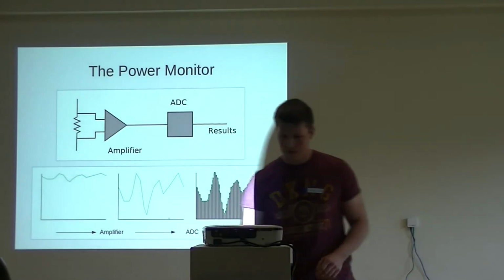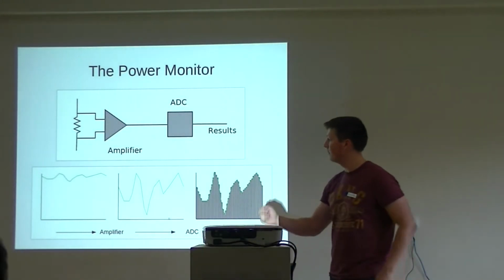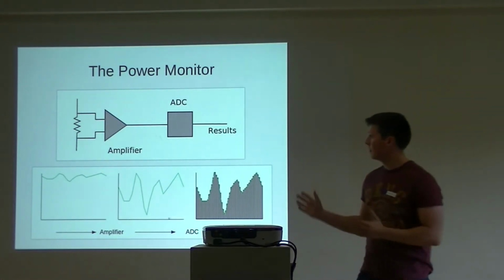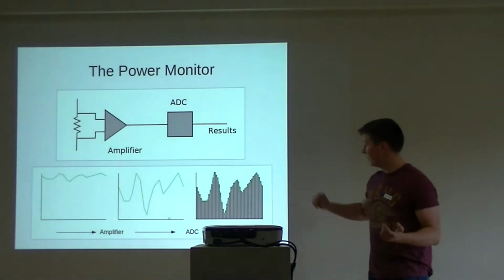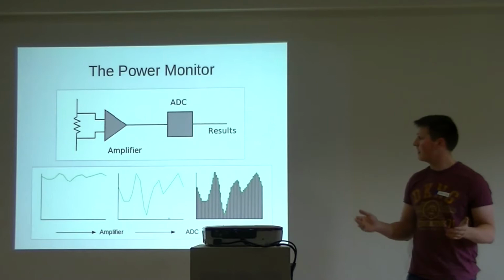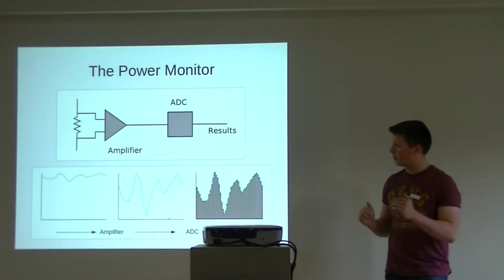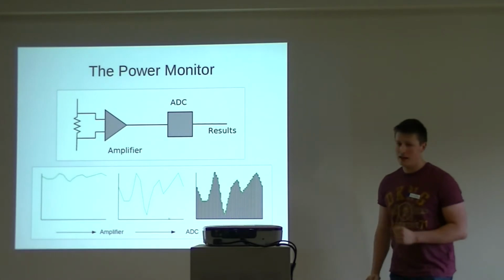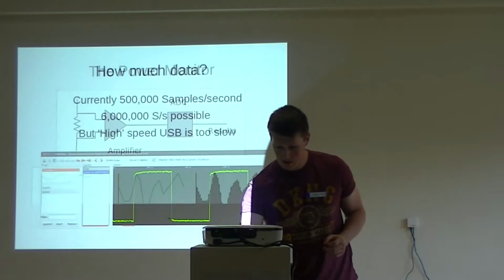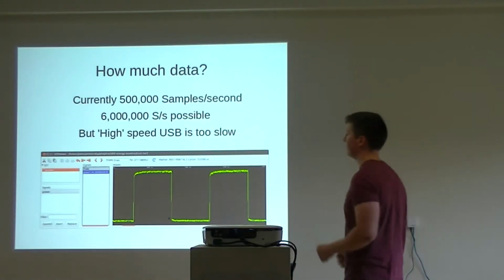So if your voltage drop across your shunt resistor is looking something like that, your amplifier will then amplify it, take away the common mode so that it can be properly converted by the ADC, and then the ADC will quantize it and you'll get a certain number of bits back, each representing how much power is being used, how much power is being dropped across that resistor. Then that gives you a power trace, which you can look at in GTK wave.